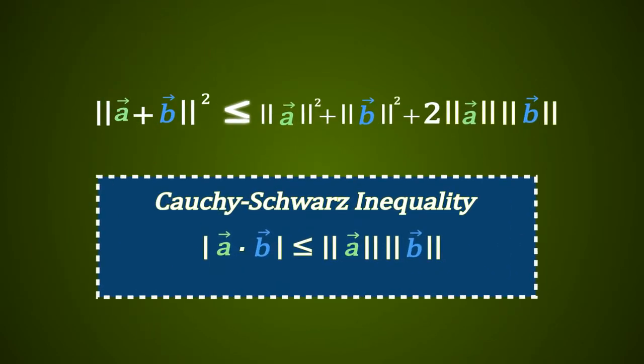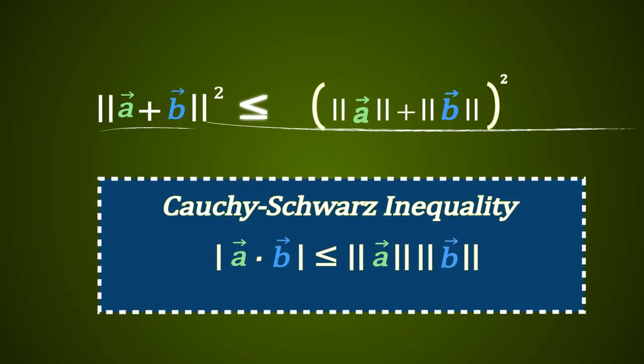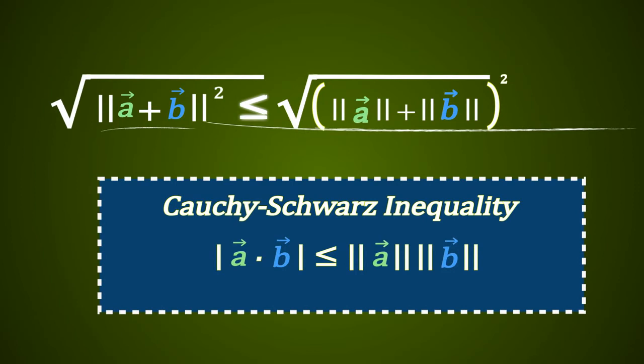Comparing our initial expression with the final upper bound, we have the norm of a plus b squared is less than or equal to the norm of a squared plus norm of b squared plus 2 norm a norm b. But the right-hand side is the same as norm of a plus norm of b, squared. We then finish the proof by rooting both sides.